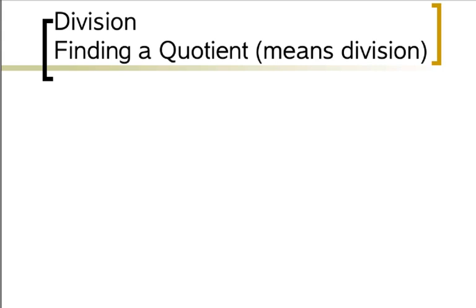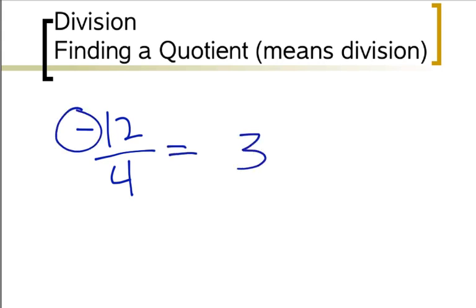Now let's talk about how positives and negatives play in. If I have something like negative 12 divided by 4, it's just regular division, 12 divided by 4, which is 3. But because the top one was negative, that means our answer has to be negative. So division has the same rules as multiplication. If you have the same signs, the answer is positive. If they're opposite signs, the answer is negative, like this case. So division has the same rules as multiplication.